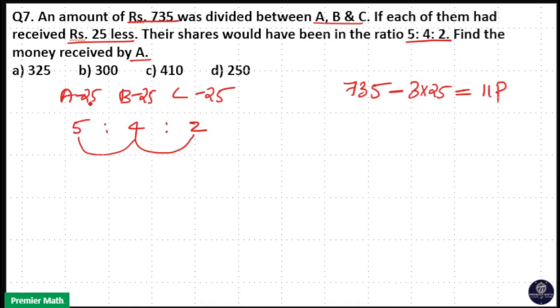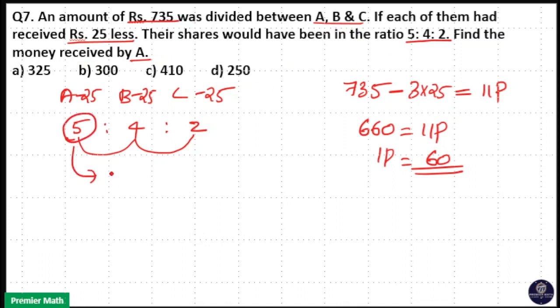Because the total money with them was 735, and if 25 rupees is subtracted from each of them, then their ratio will be 5:4:2. That means 11 parts is equal to total amount minus 75. So 660 is equal to 11 parts and 1 part is equal to 60. We have to find the money received by A. Here 5 parts is equal to 5 into 60, that is 300.